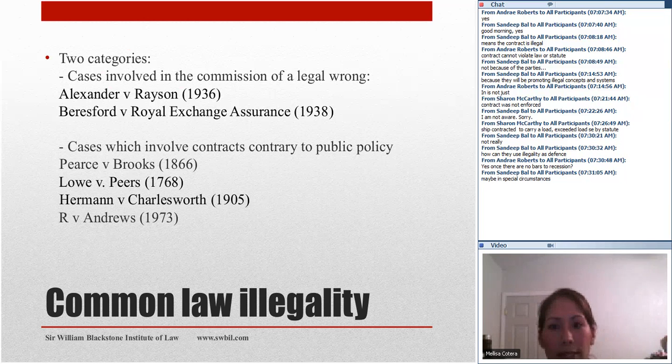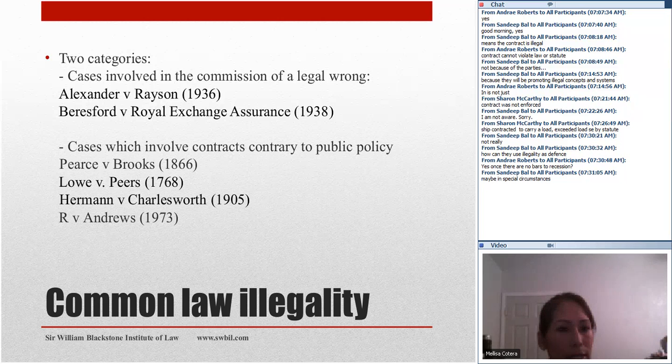For instance, a case that involves the commission of a legal wrong is a contract to commit a murder. Okay, let's analyze the cases that show the commission of a legal wrong.